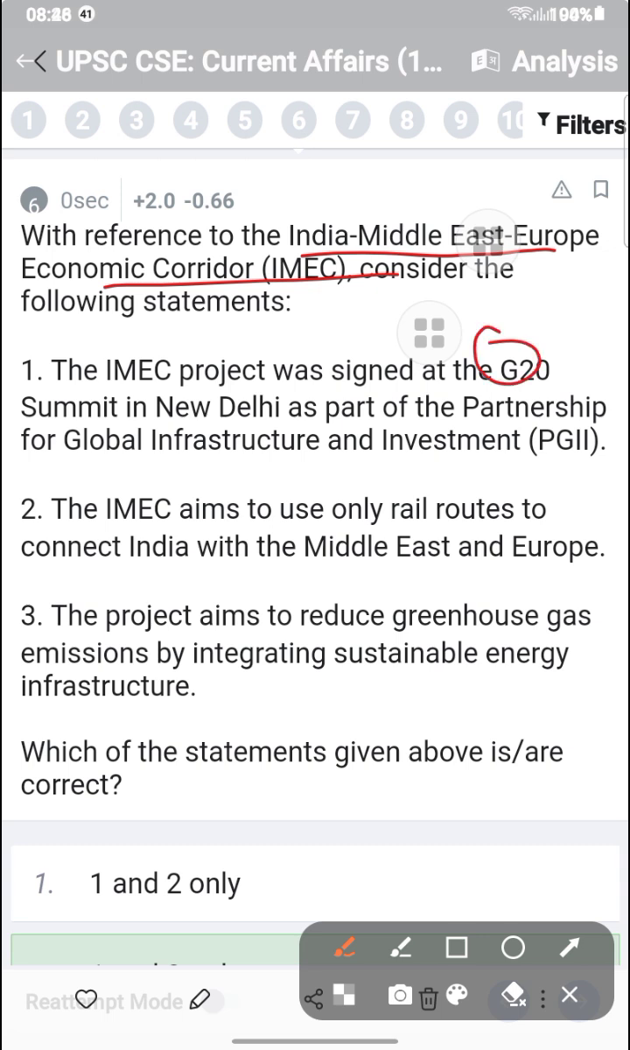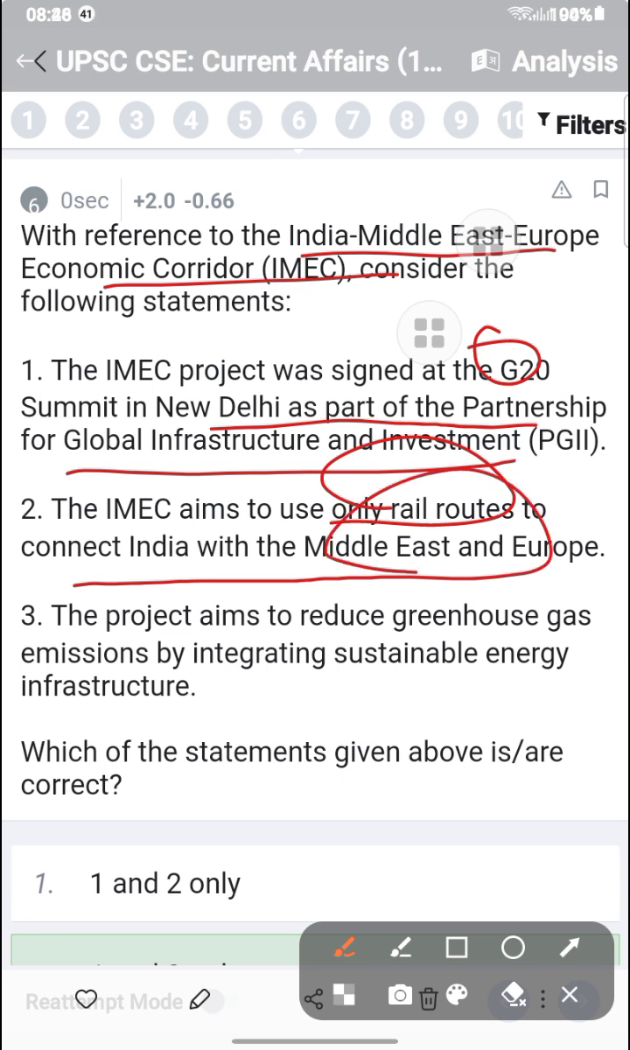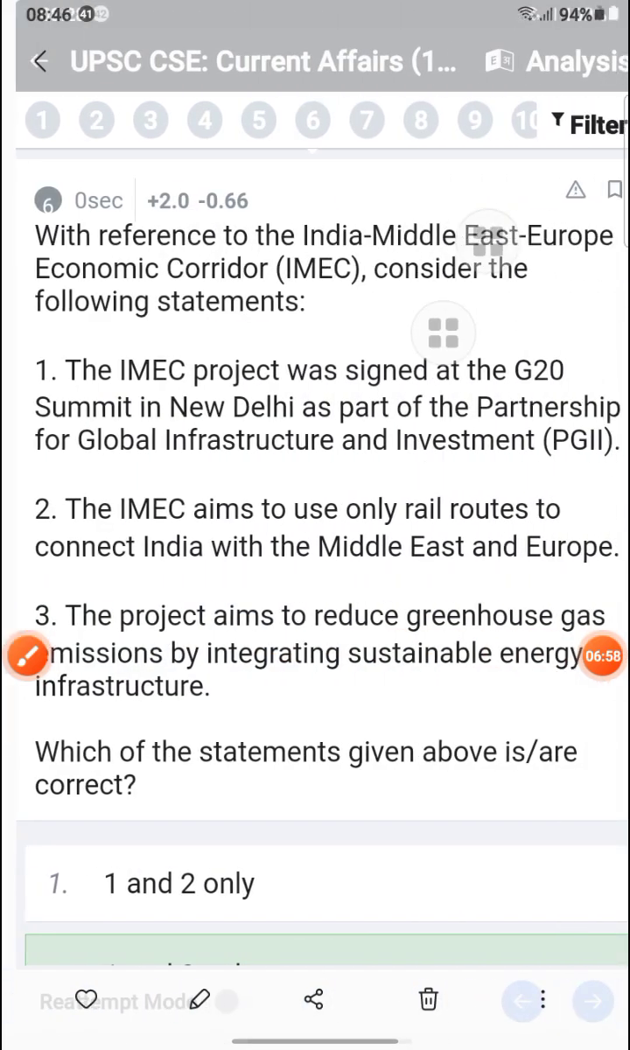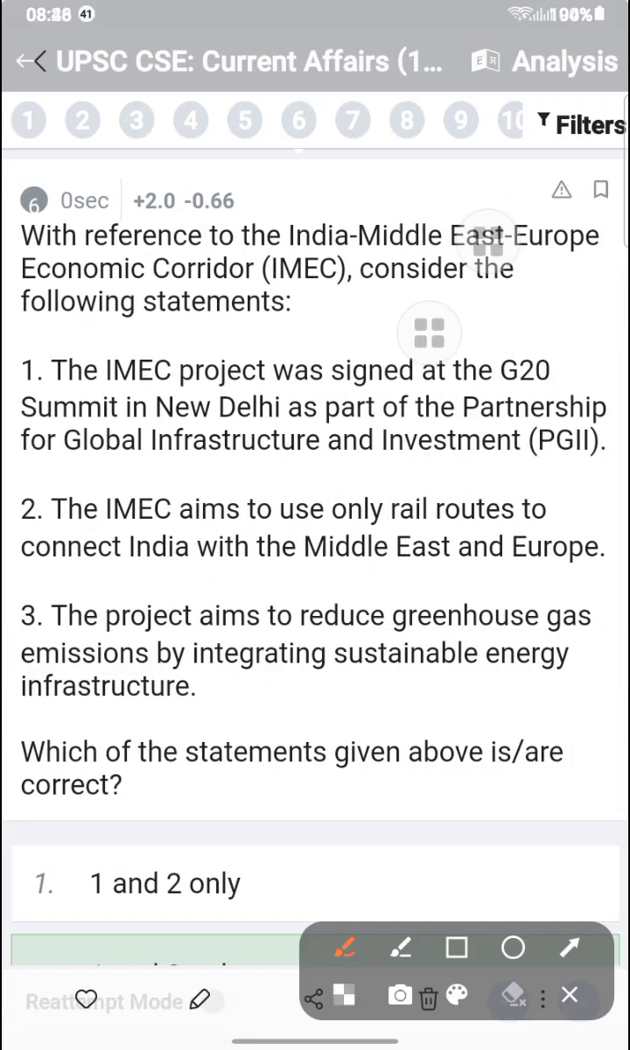This will be the G20 summit New Delhi, that was a partnership of global infrastructure investment, aims to use only rail routes to connect India with the Middle East. The project aims to reduce greenhouse gas emissions by integrating sustainable energy infrastructure. Okay, so this aims to use only rail routes. The word "only" is very contradictory.